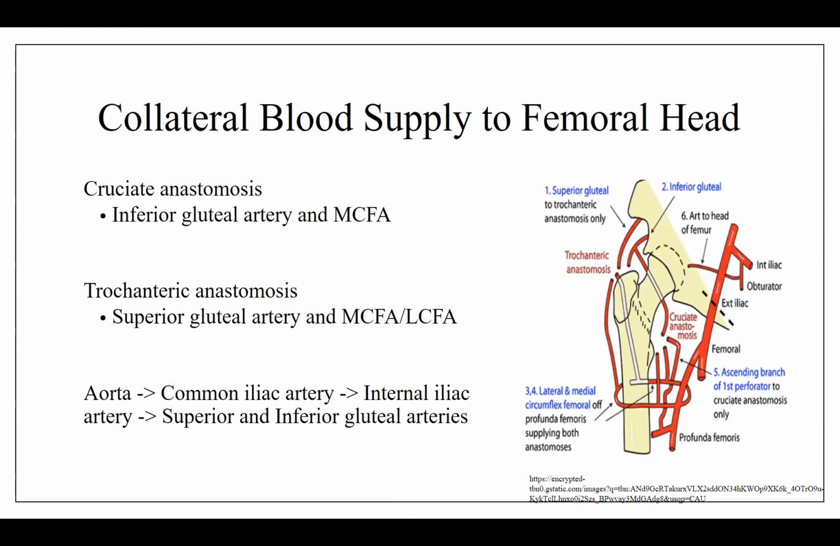There are 2 major anastomoses that provide the collateral blood supply to the femoral head. We have the cruciate anastomosis, which is between the inferior gluteal artery and the MCFA, and the trochanteric anastomosis between the superior gluteal artery and the MCFA-LCFA.